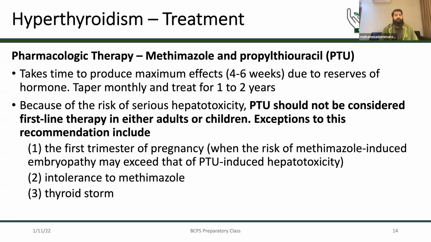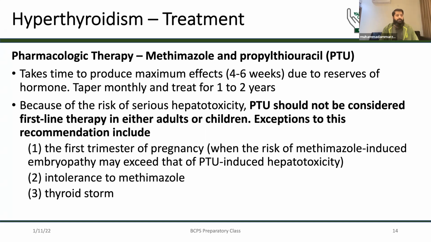So we consider methimazole as a first line therapy, but there are some exceptions. For example, the safety of methimazole is not established in the first trimester of pregnancy. So we can use propylthiouracil in the first trimester of pregnancy. If the patient is intolerant to methimazole, then we can use propylthiouracil.